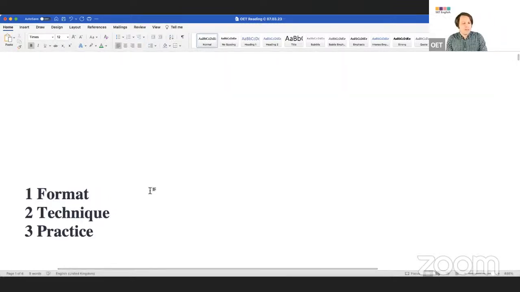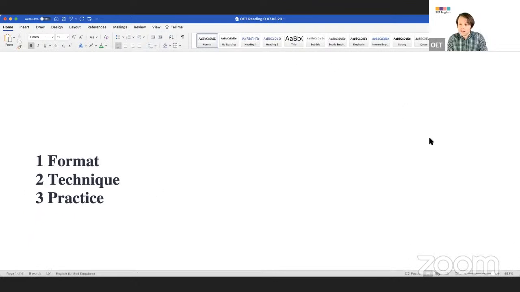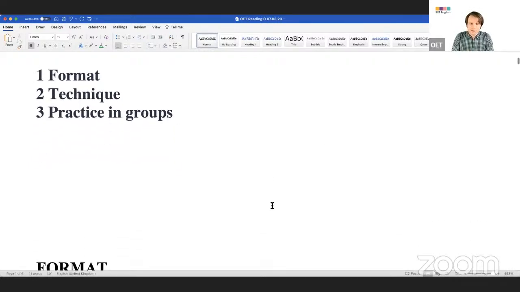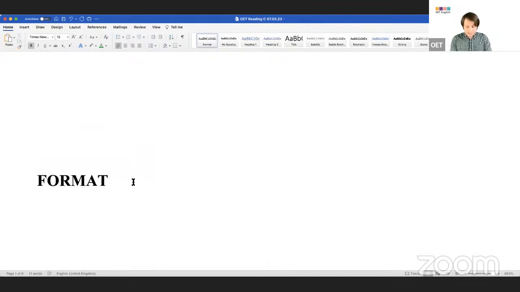Now, today we're going to talk about three things as usual, all right? So we'll talk about the format of the test, just in case anyone's new or maybe some people have questions for me. We'll talk about techniques, just the most basic techniques, and then we're going to practice in groups today. We'll try and do 3 questions. So this is the structure of the class. Let's start with format. I presume most people here know the format of the test really well. I'm talking about Part C here.